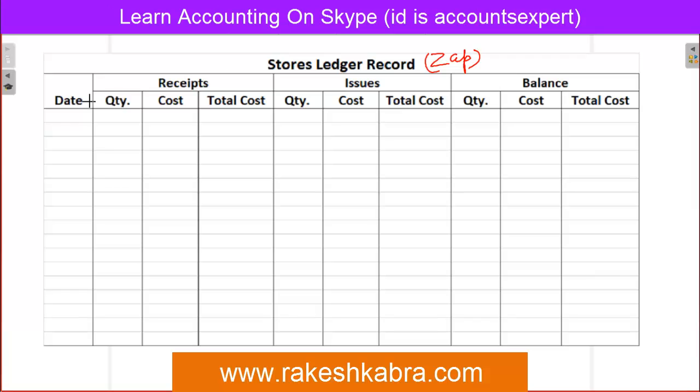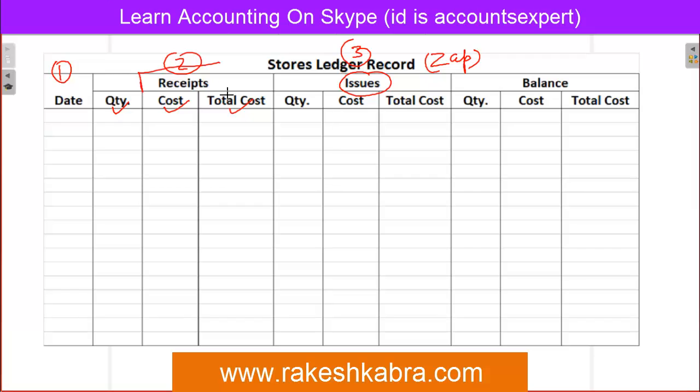And see the columns in this store ledger record. First column is for date. In this column we will put the date of receipt, date of issue. Then the second column is for receipts, and this column is again bifurcated into 3 sub columns: quantity, rate, and total cost. These all 3 columns are regarding receipts. Then the next column is for issues, or you can say sale.